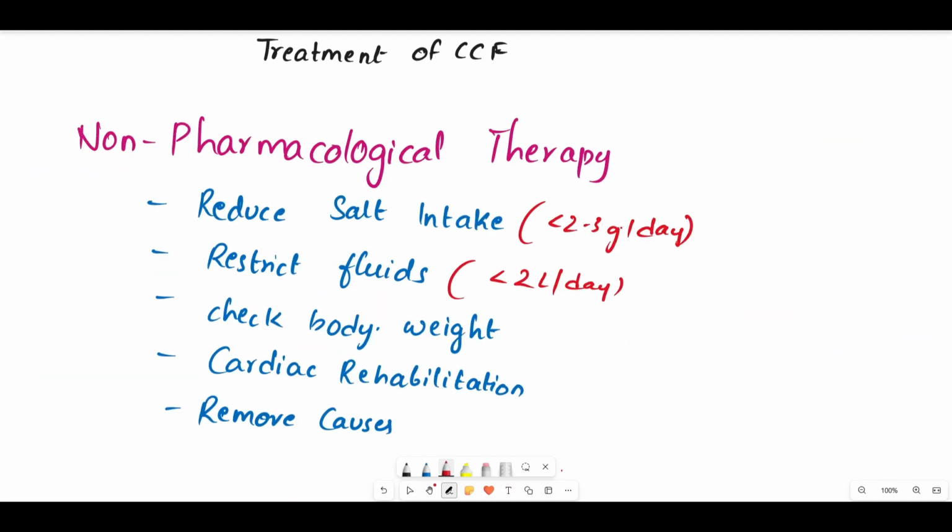Coming to the non-pharmacological therapy, first one is to reduce the salt intake. Usually it should be less than 2 to 3 grams per day. Second one is to restrict the fluids. It should be less than 2 liters per day. Third one is to check the body weight regularly. Fourth one is cardiac rehabilitation, which usually includes exercises and some kind of lifestyle modifications. And the last one is to remove certain causes like CAD or the drugs which are causing or worsening the heart failure. So those kinds of causes should be removed.